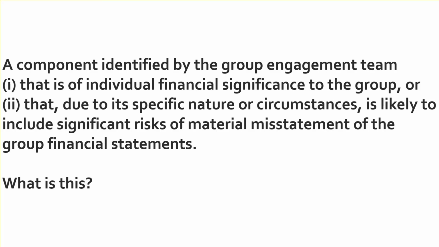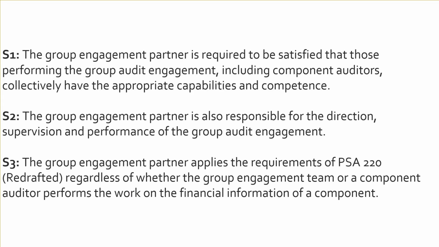So, a component identified by the group engagement team that is of individual financial significance to the group, or that due to its specific nature or circumstances is likely to include significant risks of material misstatement. What do we call this component? We call this one a significant component. So, speaking of components, now let's evaluate the following statements. Statement 1, the group engagement partner is required to be satisfied that those performing the group audit engagement, including component auditors, collectively have the appropriate capabilities and competence. And statement 1 is true.